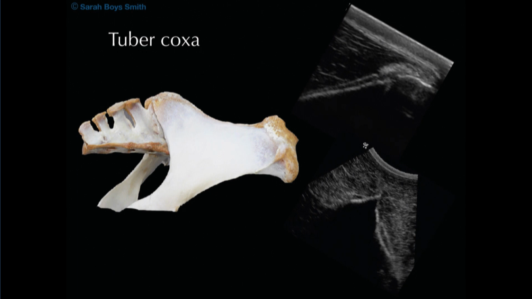And we can then obviously see a significant change in the shape and orientation of what we will see ultrasonographically. So we've got normal here on the left, and then we've got an obvious displaced fracture here at the bottom.